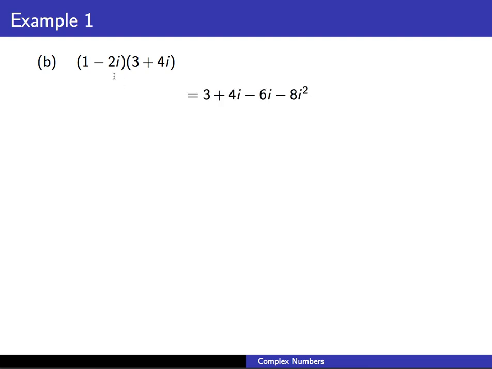So distributing through, 1 times 3 is 3, 1 times 4i is 4i, negative 2i times 3 is negative 6i, and negative 2i times 4i is negative 8i squared. And 4i minus 6i, we can combine these two in the middle to give us negative 2i, and then we can substitute this i squared, a negative 1 in for it. So then we have negative 8 times negative 1 is positive 8. So now combining 3 minus 2i plus 8 gives us 3 plus 8 is 11 minus 2i.